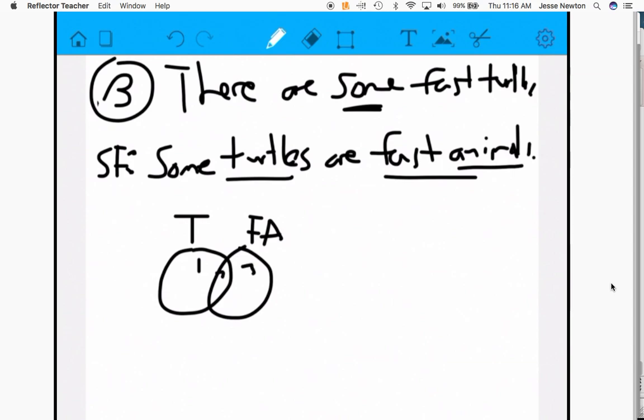and the way we demonstrate this is we put an X right there in region 2. Hopefully this one's pretty easy, but if you ever get a little confused about how to do the Venn diagrams, I always like to use the numbers. The numbers really help me out. Let's just start with turtles. That's region 1 and 2. The region of fast animals, as I've listed, is 2 and 3.